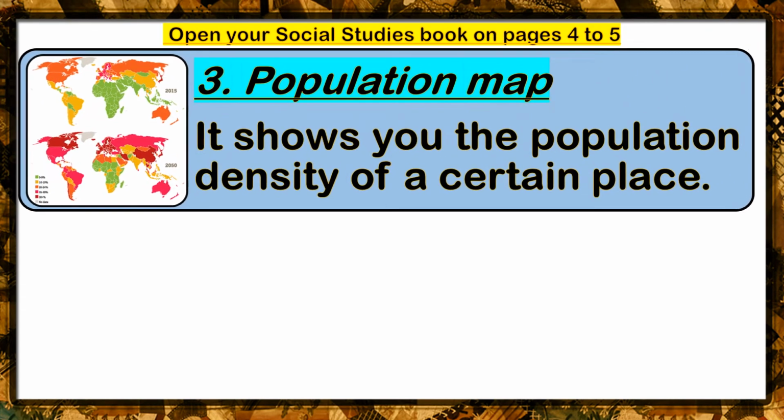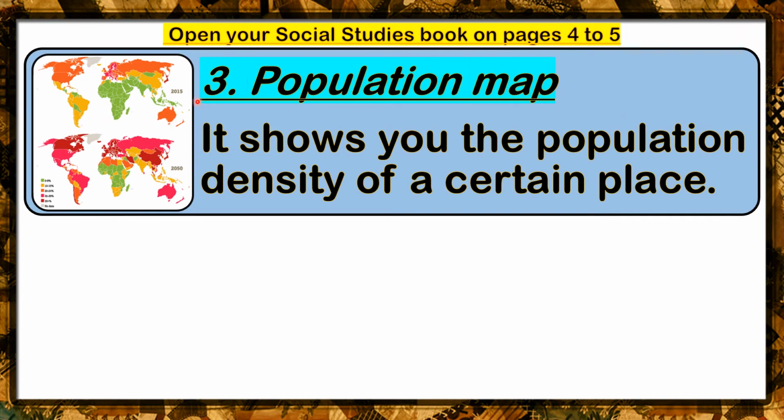Class, let us continue. Please open your social studies book on pages 4 to 5. So number 3 is population map. It shows you the population density of a certain place using different colors. So the darker the color is, the more dense the population is. So the lighter the color is, the lesser the population is.